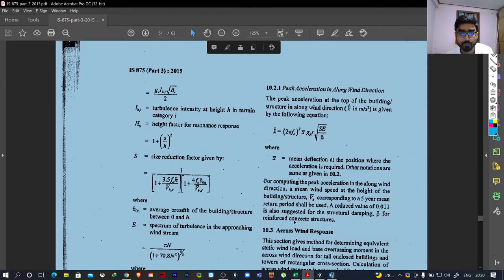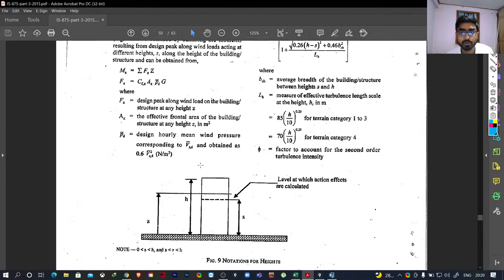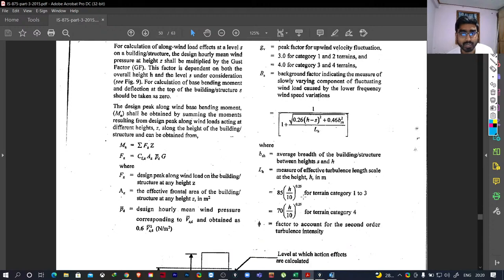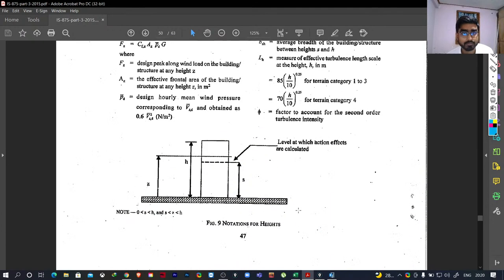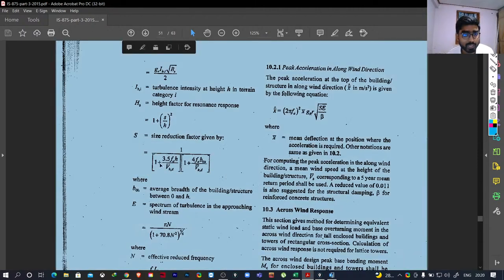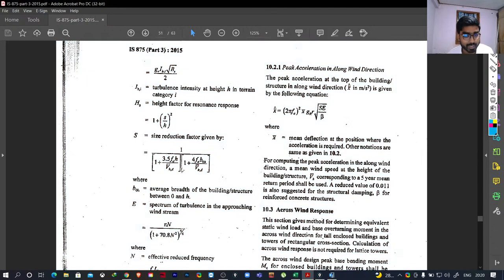Now, HS we have got. Now, what are the things we have? Last, we have GR, SC, and beta. Right, GR, SC, and beta. Let us see what is GR, C, and beta. So, S is the size reduction factor. For this, we need this formula, which is 1 plus 3.5 FA. FA is nothing but the fundamental frequency of the structure along this direction.